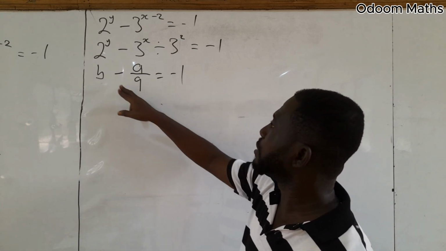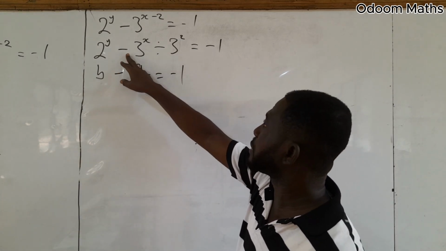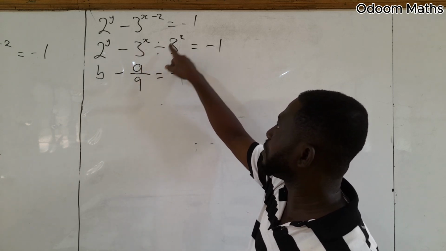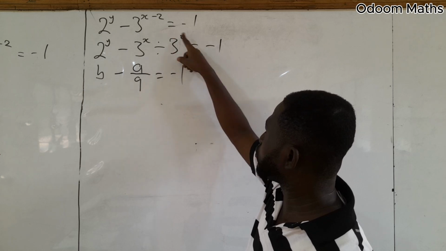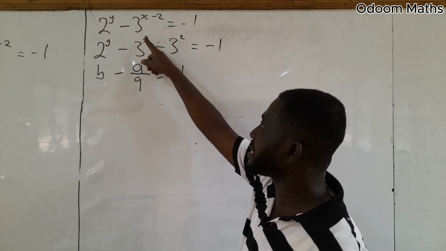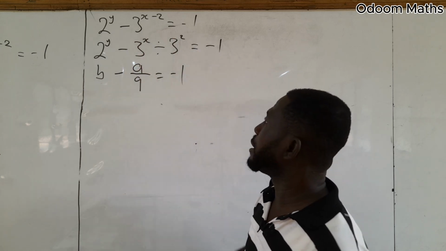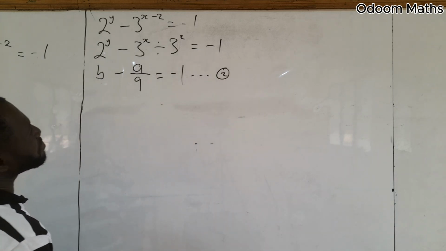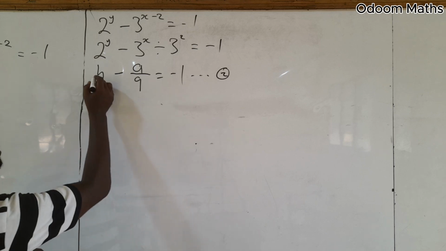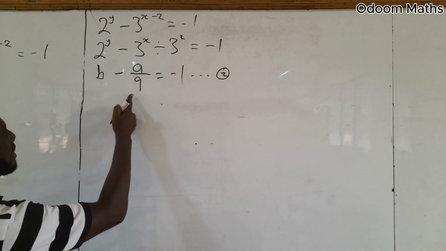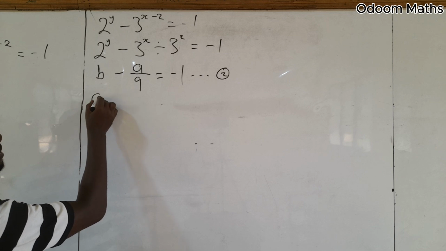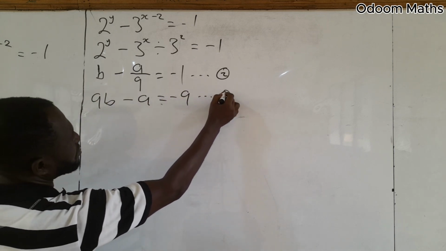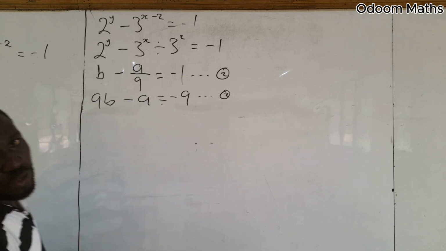Okay, so we've not done anything new. This minus is here, and this 3 to the power x is represented by a, and 3 to the power 2 is the same as 9. Now I think we can continue. So let me call this equation 2. I am going to rewrite equation 2 by multiplying both sides by the LCM, which is 9. So this becomes 9b minus a equals negative 9, the same equation 2. Okay, so let me solve the two simultaneously.